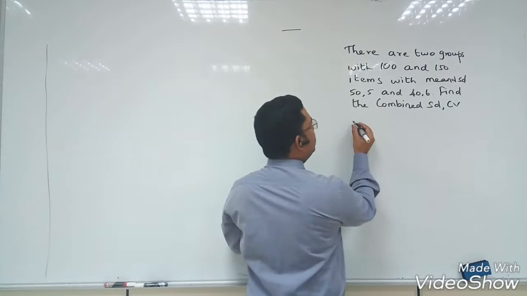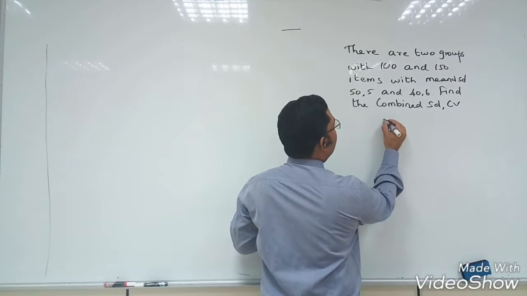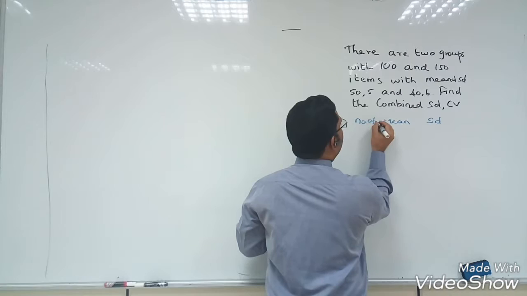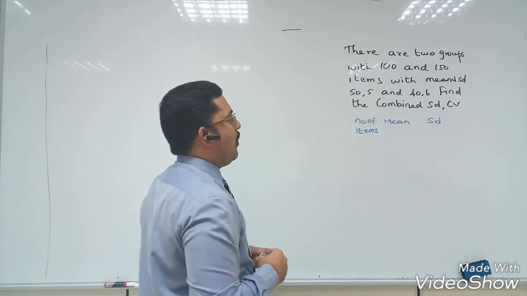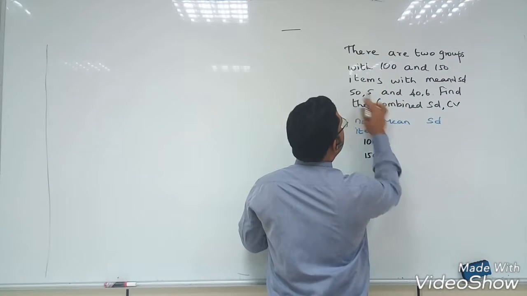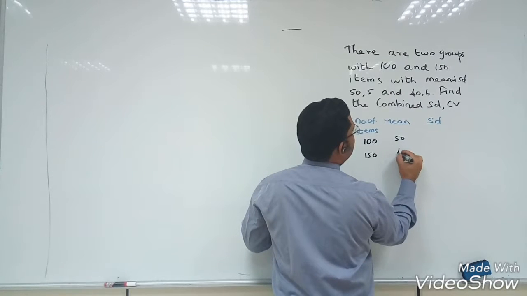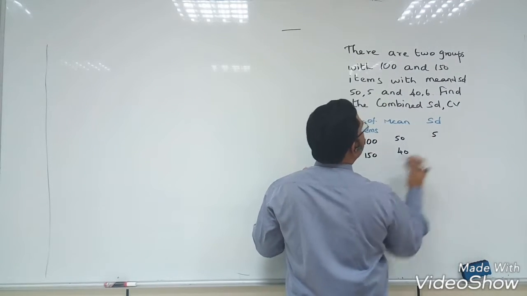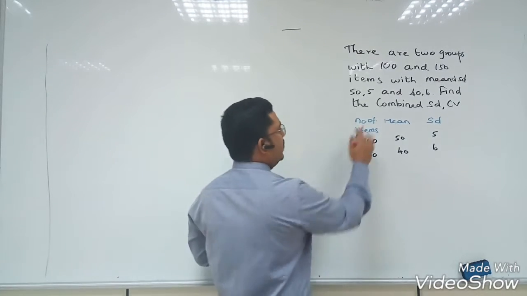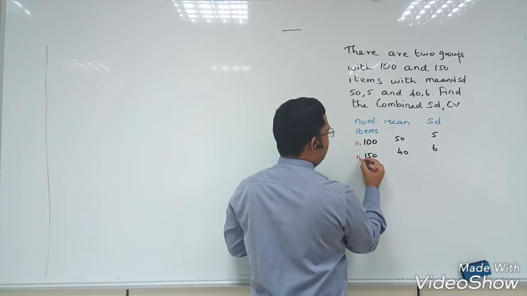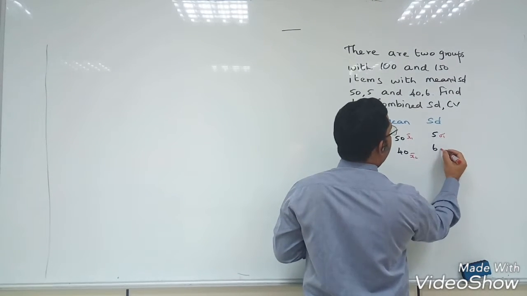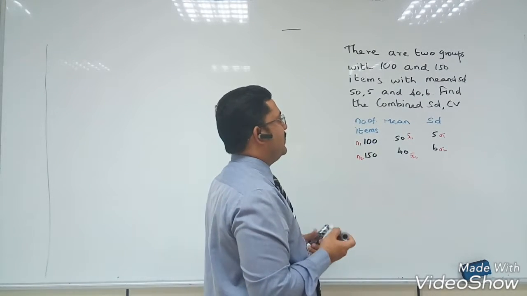So let us tabulate the data. This is the mean, the second one is the standard deviation, and this is the number of items of the data. The first is 100 and the second is 150. The mean of the first item is 50, the mean of the second item is 40. The standard deviation of the first item is 5, the second item is 6. Let us denote the number of items by N1 and N2, the means by X1 bar and X2 bar, and the standard deviations by sigma 1 and sigma 2, irrespective of whether it is a population or a sample.